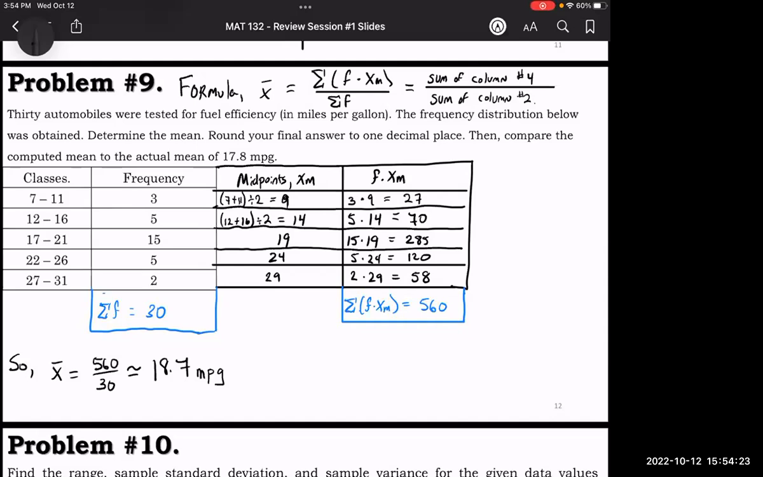560, added 27, 70, 25. That's right. That's what it means to take the sum of column 4. Okay. Now let's just do the other part. We got the answer that we wanted. This is something that you'll see on MyLab.